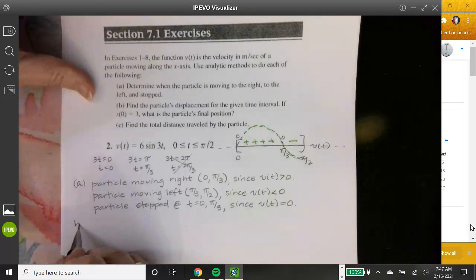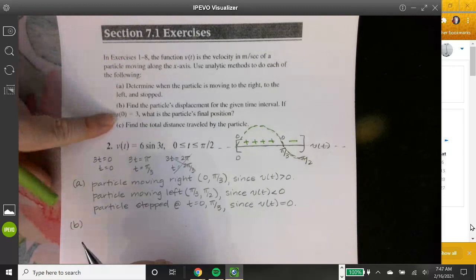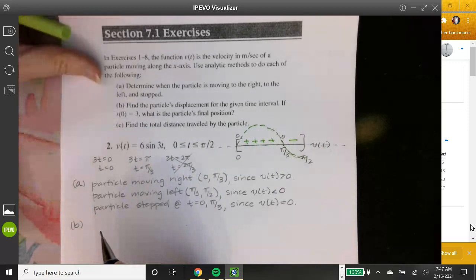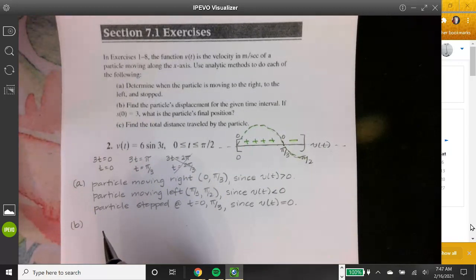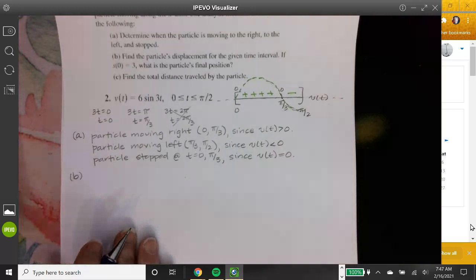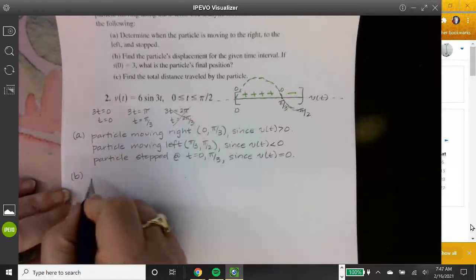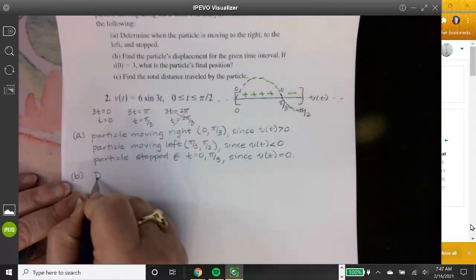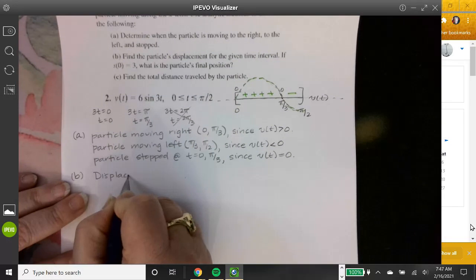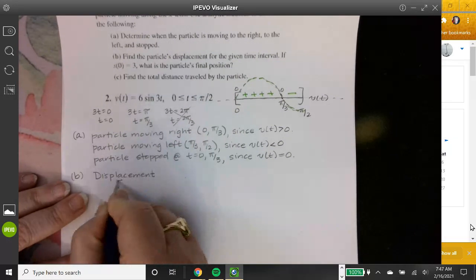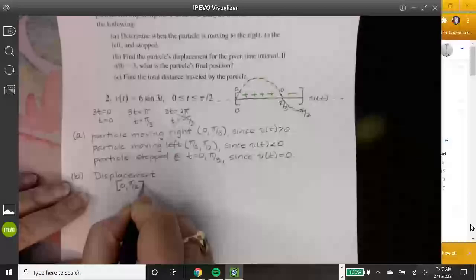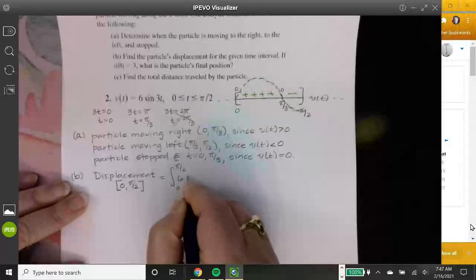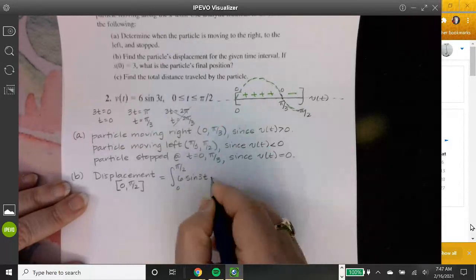That's not too bad. Part B, find the particle's displacement for the given time interval. Okay, so displacement means I don't have to take into account how far it went right and how far it went left. So I can say the displacement from 0 to pi over 2 is equal to the integral from 0 to pi over 2 of 6 sine of 3t dt.